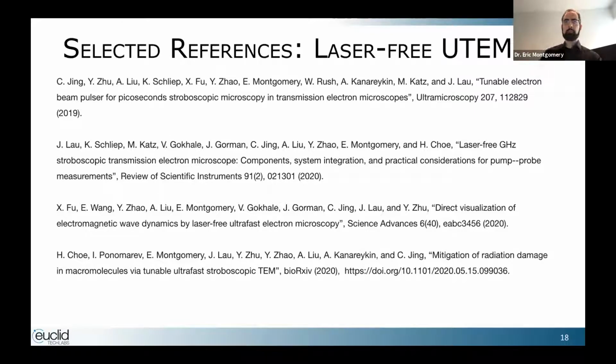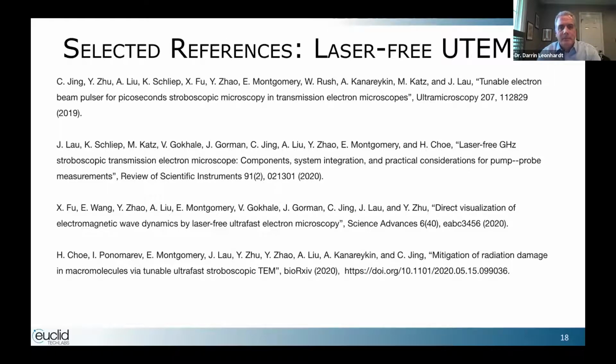Thanks, Darren. Great answer. Tal asked two questions that I think are related. One is, what limits the pulse duration in UTEM? And the second question was, why can't you use two different lasers for UTEM, which I presume means one laser for the photocathode and the other laser to pump the sample.